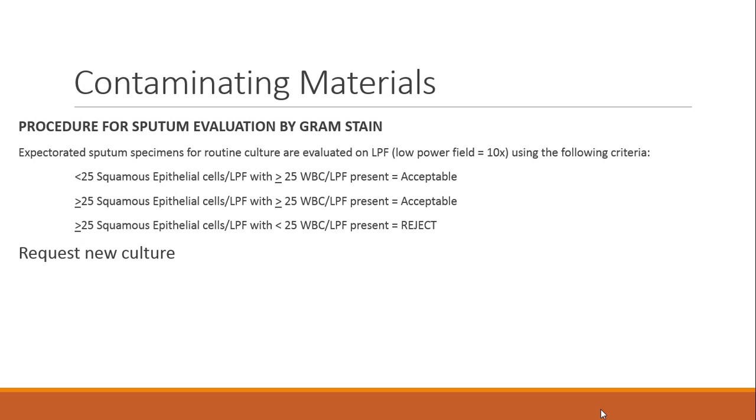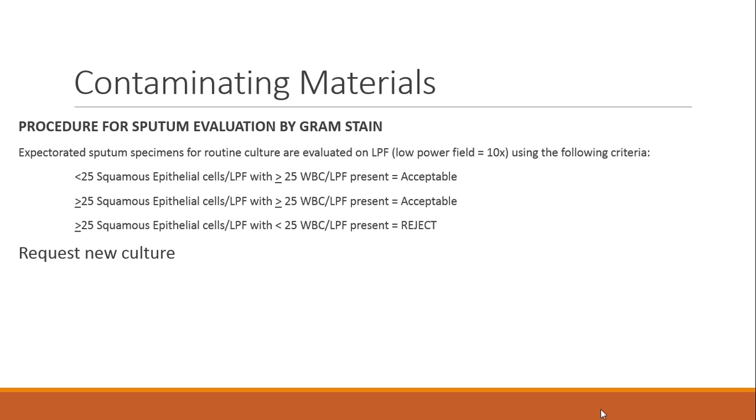And how to quantify these things are in our procedure manual. When we're evaluating sputums, this is the quantification scheme that we're going to use to determine whether or not we're going to accept or reject a sputum sample. There's different ways of assessing sputum quality. So when you go to a clinical facility, they may have a different way of doing this. So with us, if you see less than 25 squamous epis and more than 25 white blood cells, we're going to call that an acceptable sample.